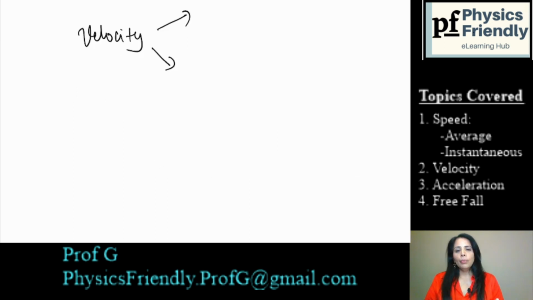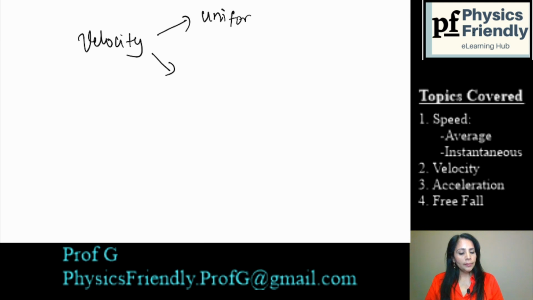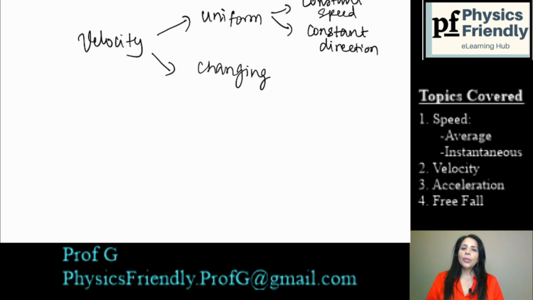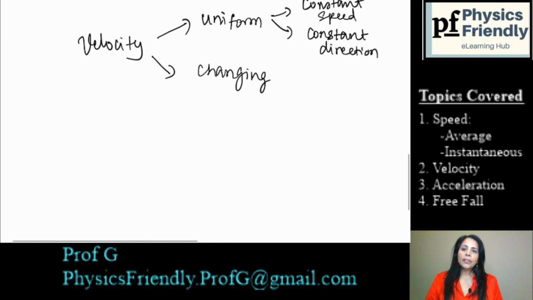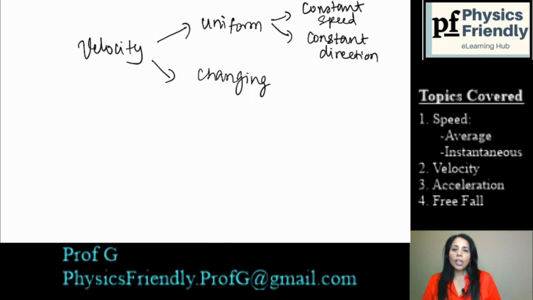There are two special cases of velocity where velocity can be uniform, or velocity can be changing. It has to have both constant speed as well as constant direction. That's when we can call this a uniform velocity.